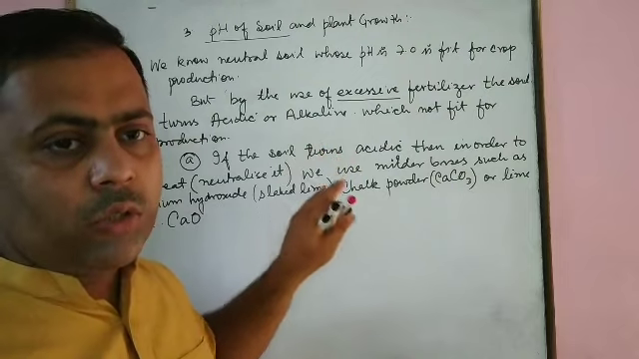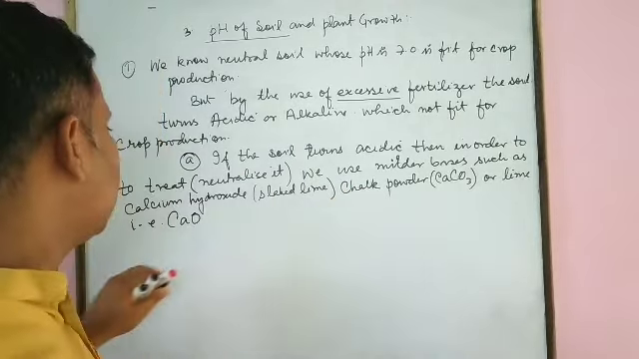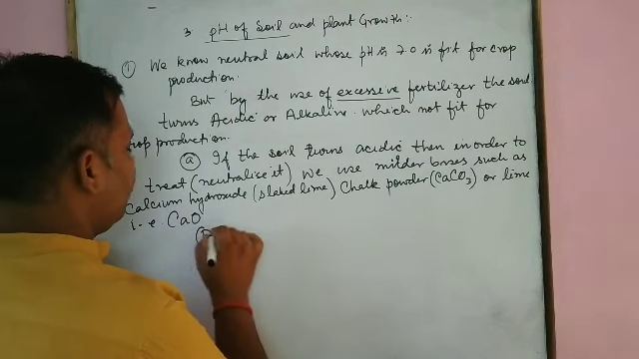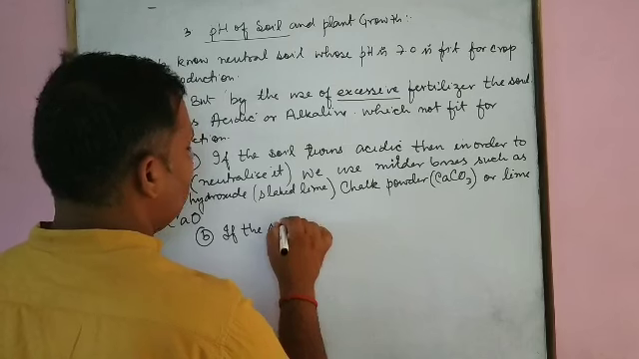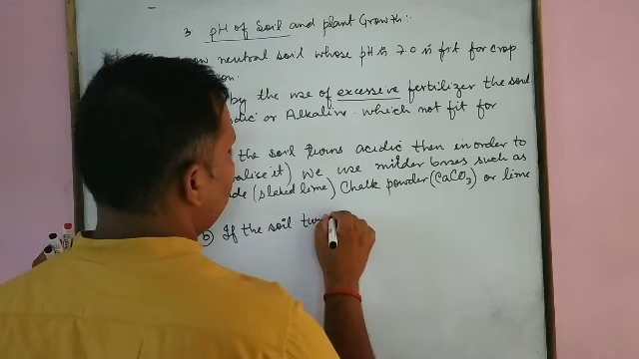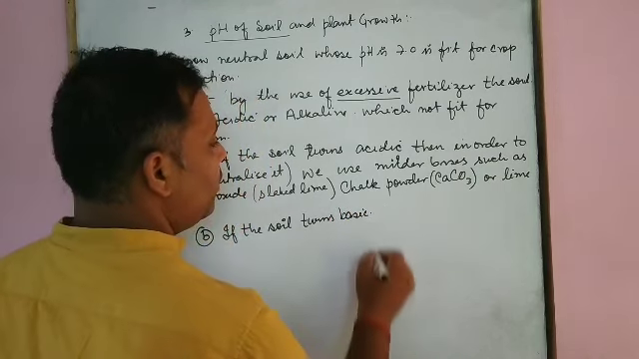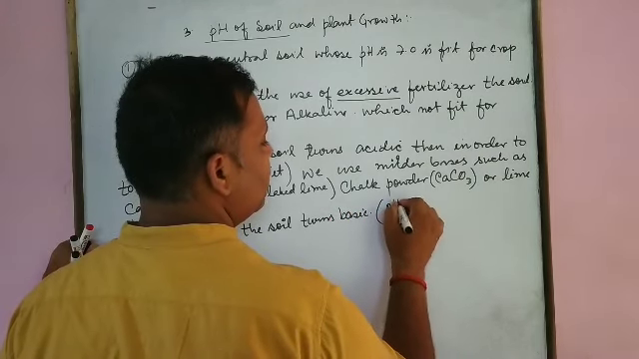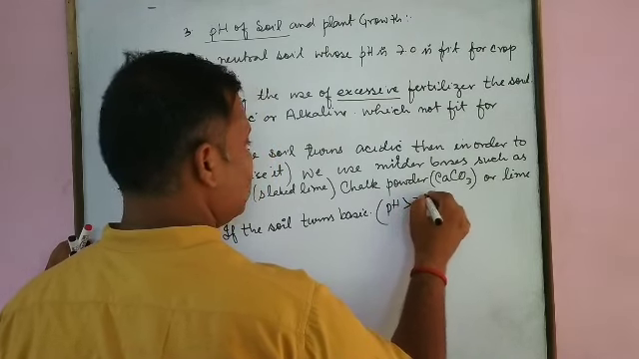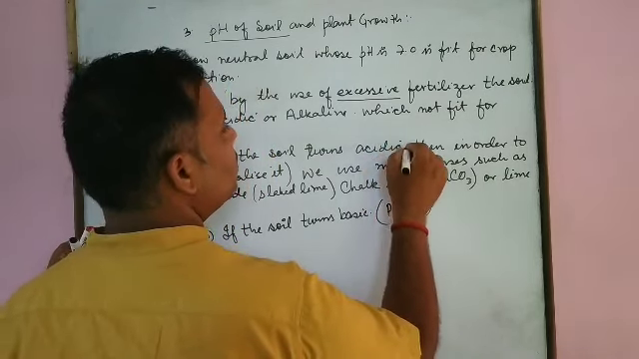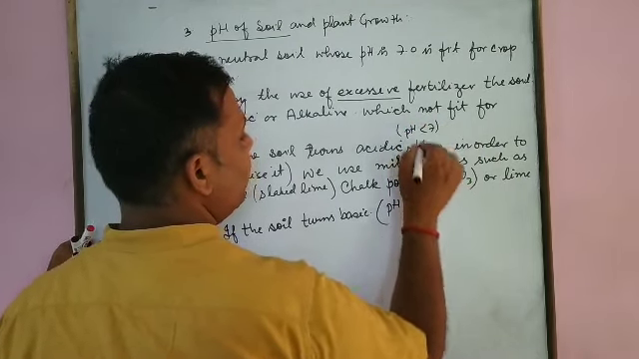The soil will turn neutral. That neutral soil is fit for crop production. The next case, if the soil turns basic, it means the pH is greater than 7. Here, if the soil turns acidic, it means the pH is lesser than 7.